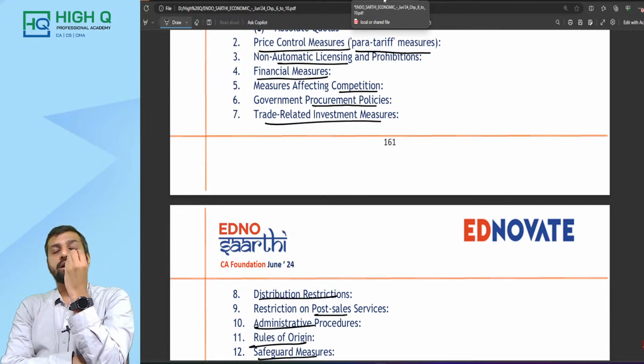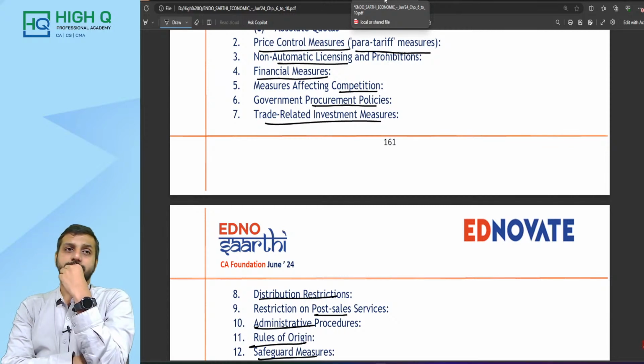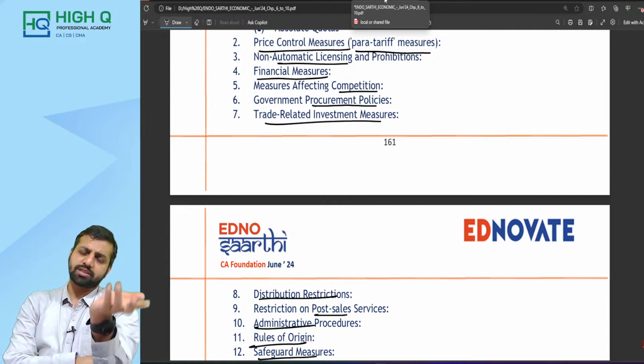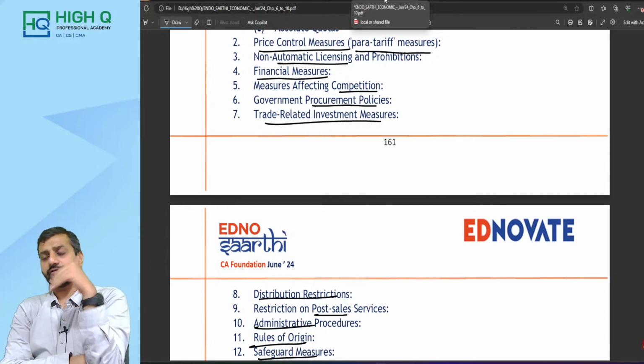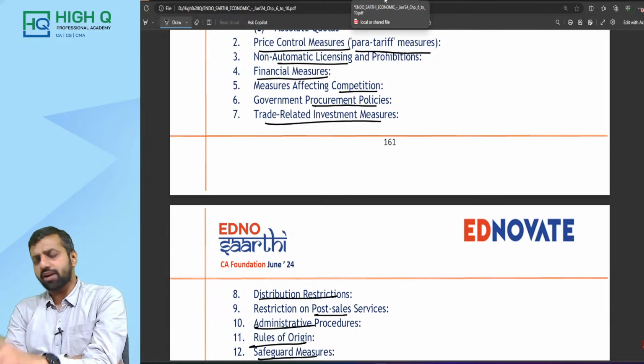There can be a specific tariff. There can be an ad valorem. Specific means amount is fixed. Ad valorem means percentage is fixed. There can be mixed tariff, either specific tariff or ad valorem tariff, whichever is higher. There can be compound tariff, specific plus ad valorem, both.